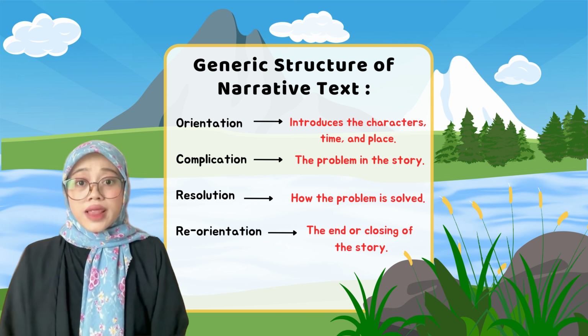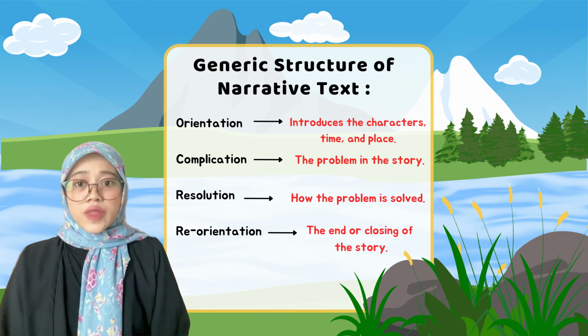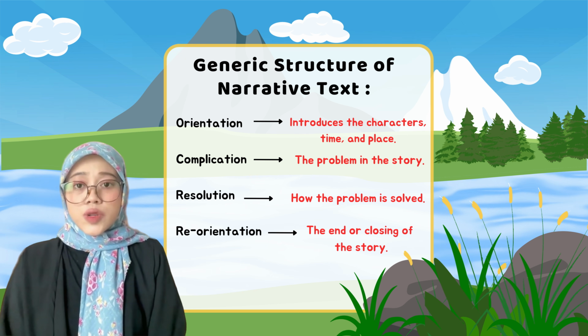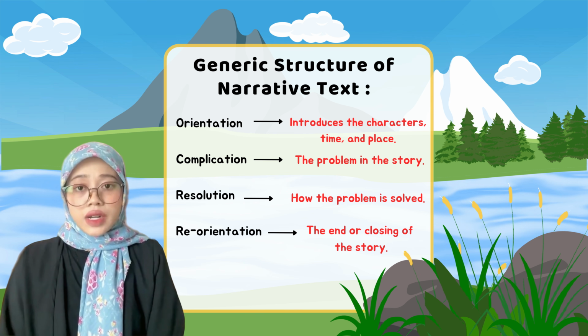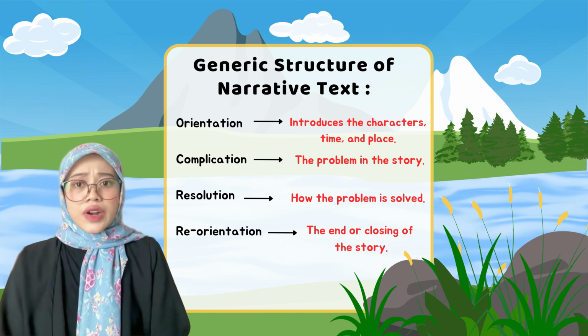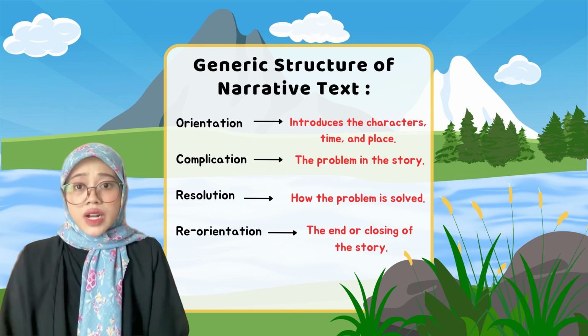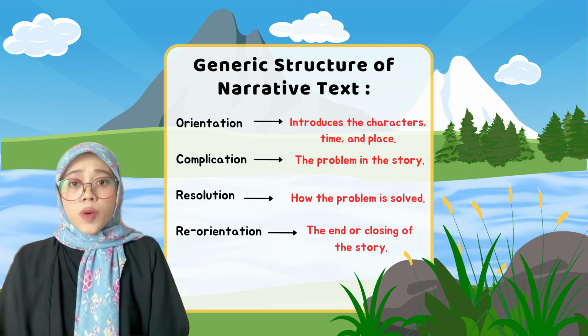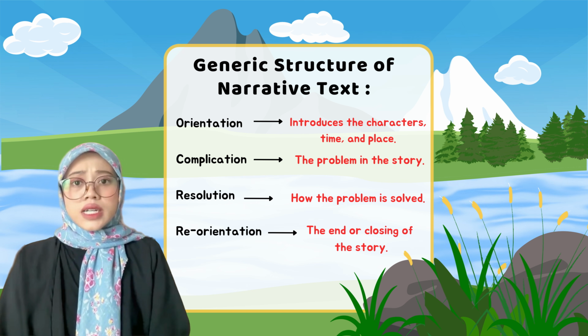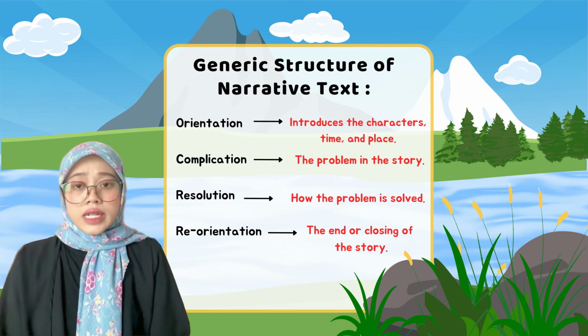And then we will learn about the structure of narrative text. The generic structure of narrative text usually has 4 parts. The first is orientation. Orientation introduces the character, time, and place. It tells who the characters are, and where and when the story happened. And then the second is complication. The complication is the problem in the story. Something goes wrong or a challenge appears.